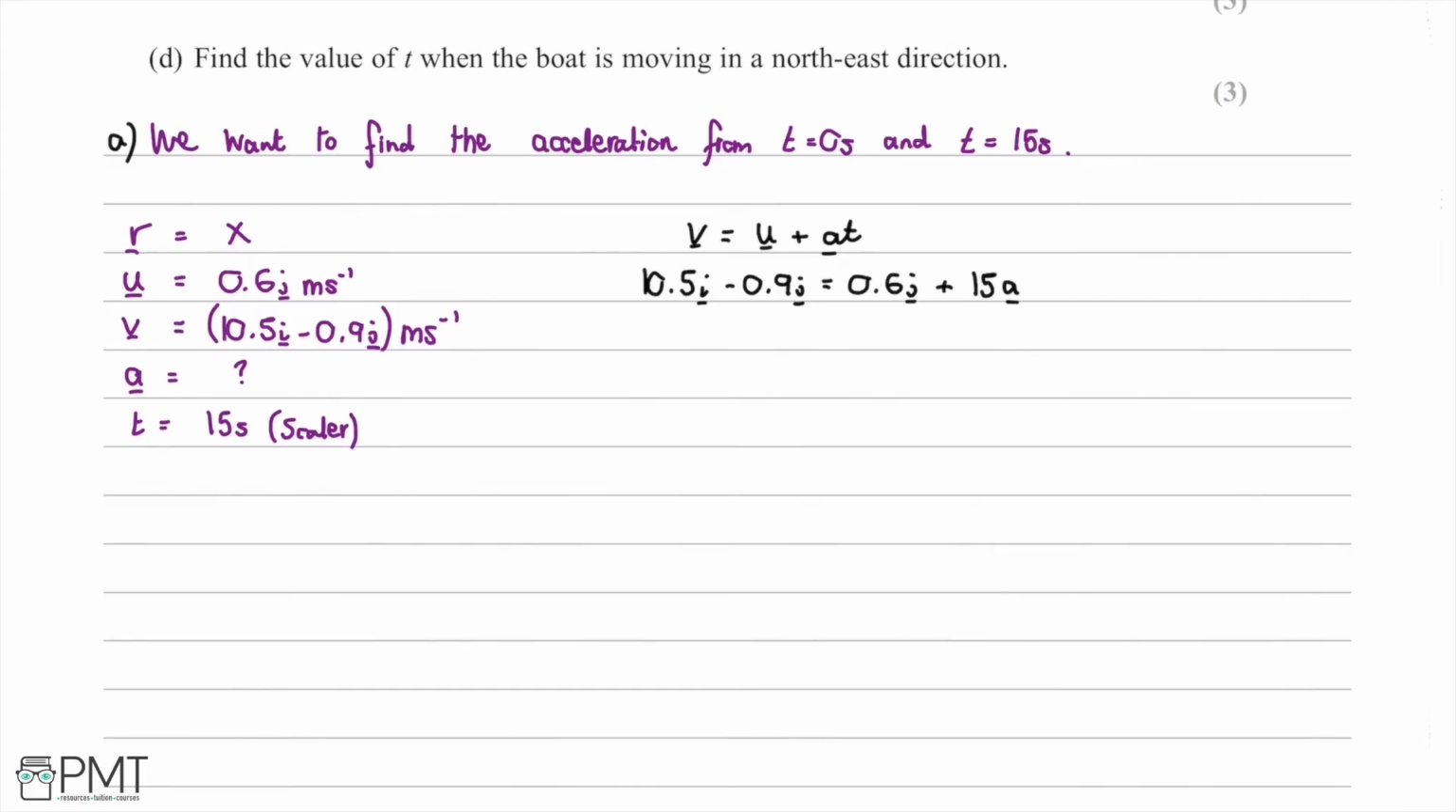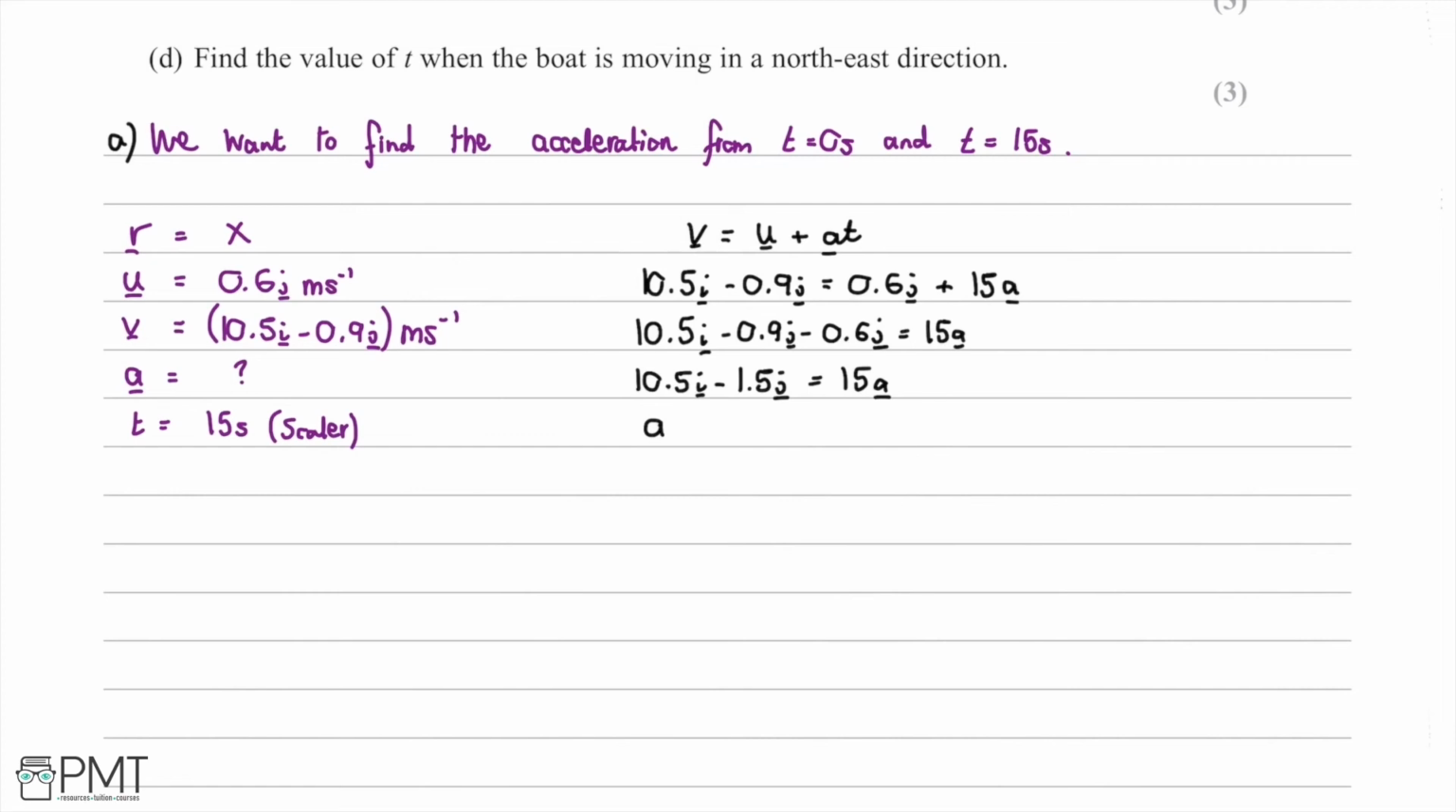So now we can tidy this up and rearrange for a. The first step of that is going to be to take away 0.6j from both sides. So we'll have 10.5i, then we'll take away 0.9j, and we'll take away 0.6j, which is equal to 15a. And then we can combine these two terms because they're both in terms of j. So we'll have 10.5i, and then 0.9 minus 0.6 is minus 1.5, and we keep our j, and that is equal to 15a.